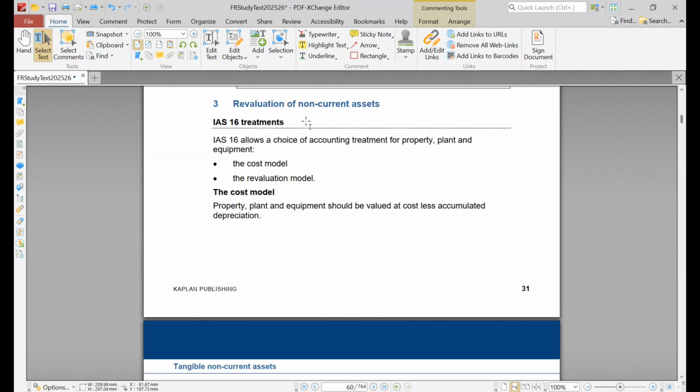Good. Next topic is revaluation of non-current assets. As we had studied, there were two methods of recording assets under IAS 16. One was the cost model and the second is the revaluation model. We studied the cost model above. IAS 16 allows a choice of accounting treatment between the cost model and revaluation model. Under the cost model, property, plant and equipment should be valued at cost less accumulated depreciation. Pretty straightforward.